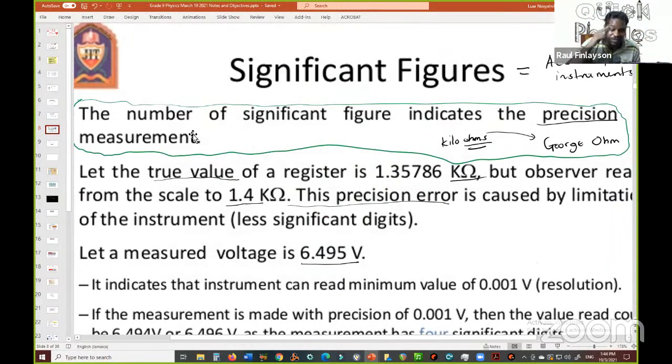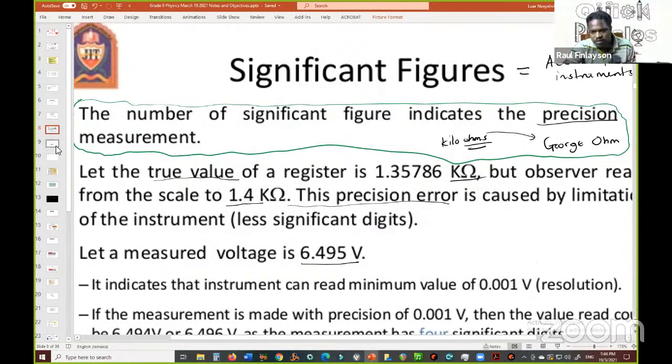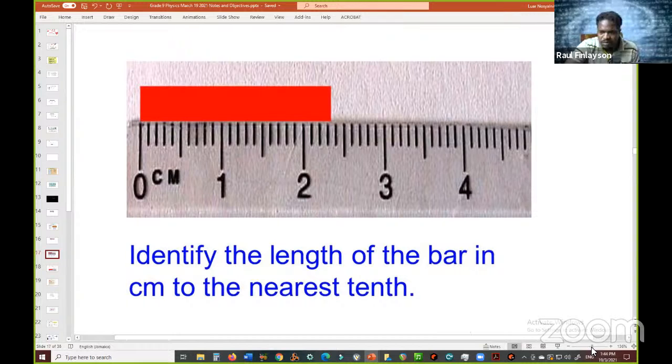In this bit of information here, the significant figure indicates the precision of the instrument. Now, forget about what comes after this, but this part is important. The number of significant figures indicates the precision of the instrument, or the measurement rather. Let's talk some more about that. There are different instruments we can use to measure objects. Now, I want to bring your attention to something here. Suppose you are asked to identify the length of this bar in centimeters.